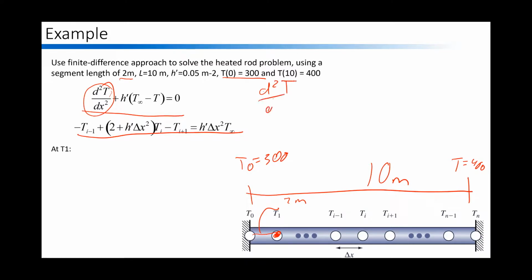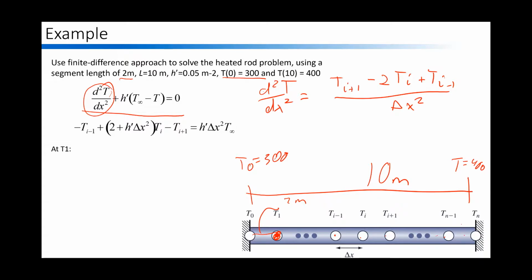Remembering that d squared T/dx squared is T(i+1) minus 2T(i) plus T(i-1) over delta x squared, just substituting in there and rearranging, I get this equation. Okay, so now we can start building up our series of equations. I need to come up with one of these equations at each point along that rod.